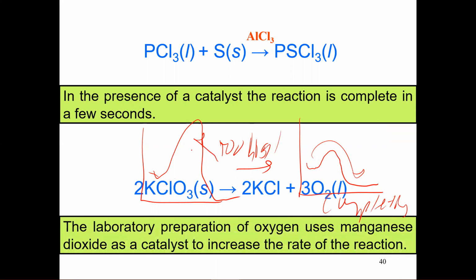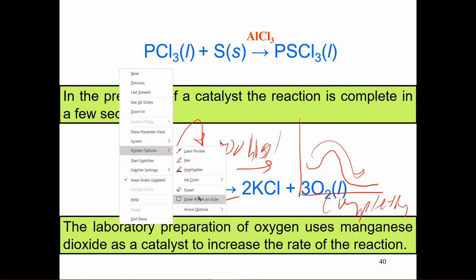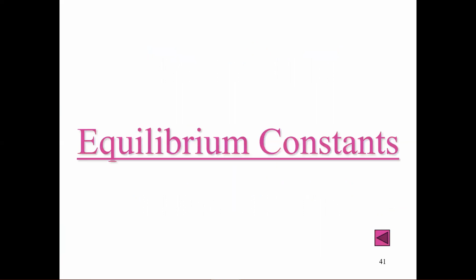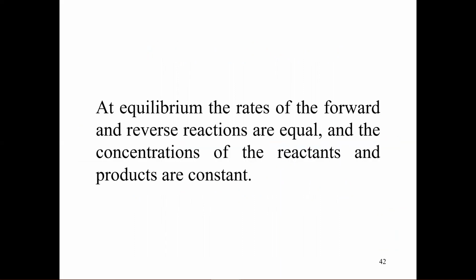The laboratory preparation of oxygen uses manganese dioxide, in this case, and that's one of the labs that we did a couple weeks ago. Manganese dioxide is a catalyst to increase the rate of reaction. Okay, now equilibrium constants, the next thing. This is what we're going to be calculating for this week's lab.